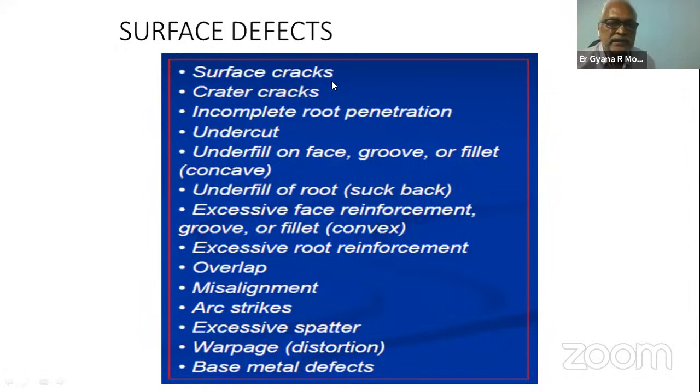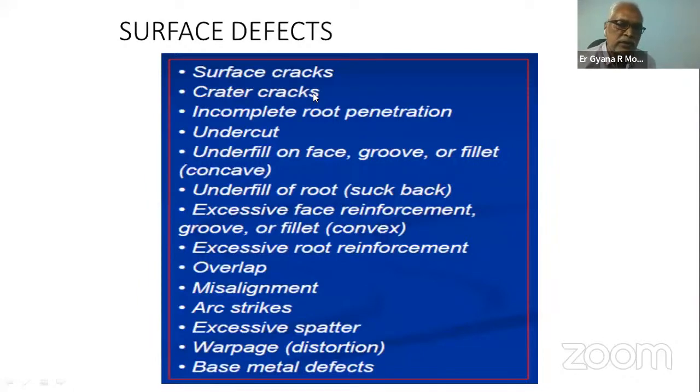We have surface cracks, crater cracks, incomplete root penetration, undercut, underfill on face groove or fillet, underfill of root, excessive face reinforcement, excessive root reinforcement, overlap. There are several defects that can come at the time of welding. Surface cracks are normally found with the dye penetration test. You can see crater cracks are there.